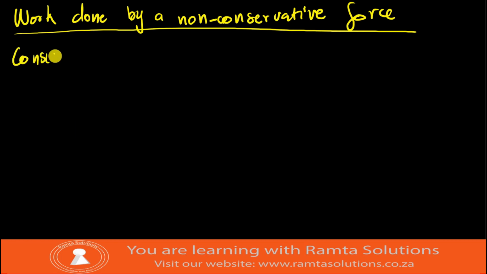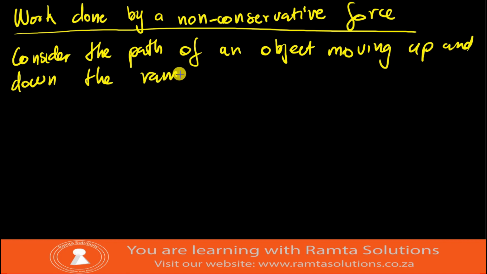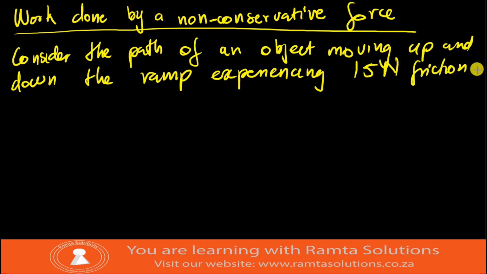Consider the path of an object moving up and down the ramp, experiencing 15 Newton frictional force over 3 meters.